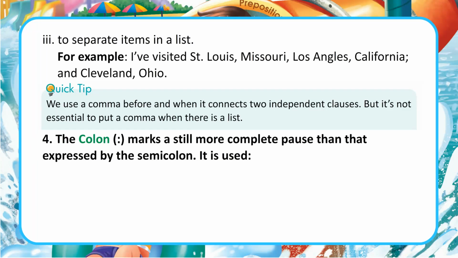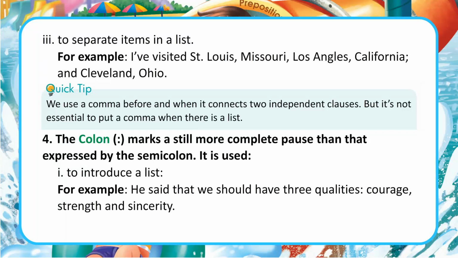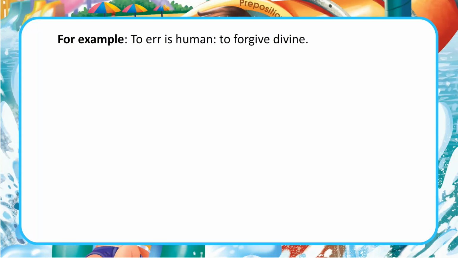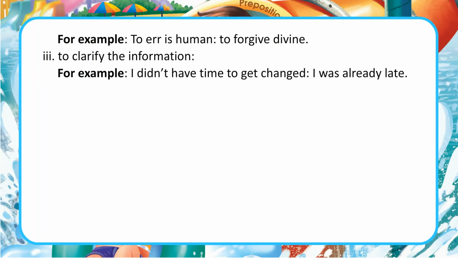4. The colon marks a still more complete pause than that expressed by the semicolon. It is used to introduce a list. For example, he said that we should have 3 qualities: courage, strength, and sincerity. 2. To separate two contrasting statements. For example, to err is human: to forgive divine. 3. To clarify the information. For example, I didn't have time to get changed: I was already late.